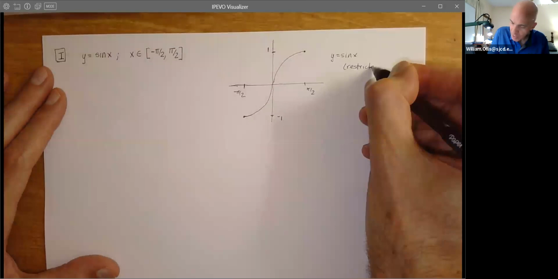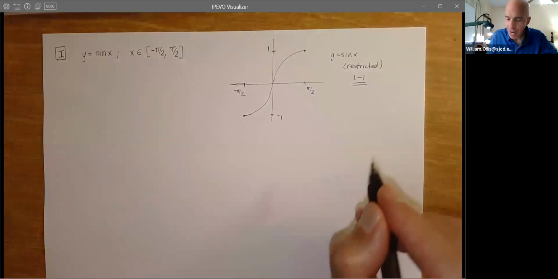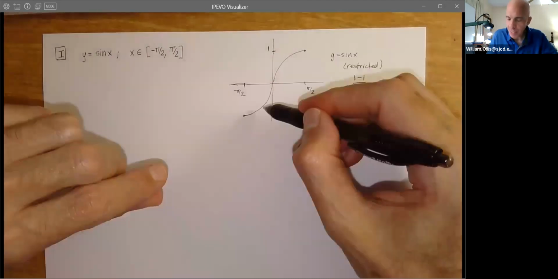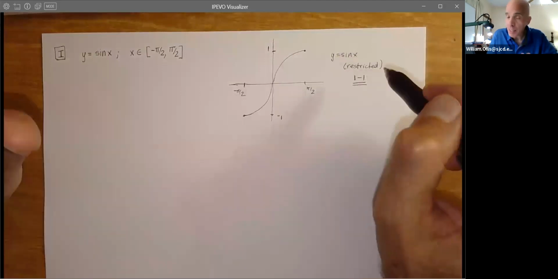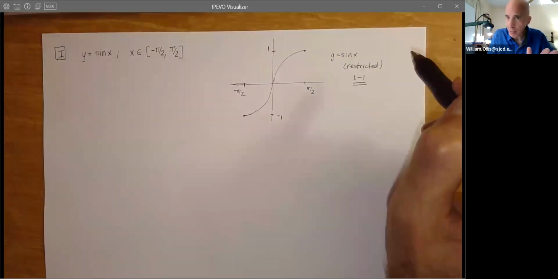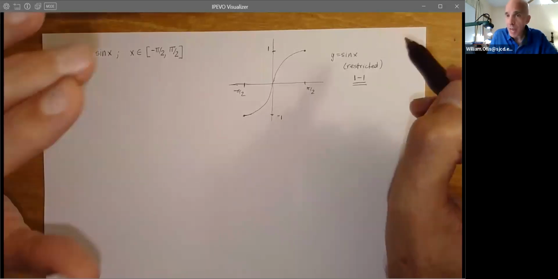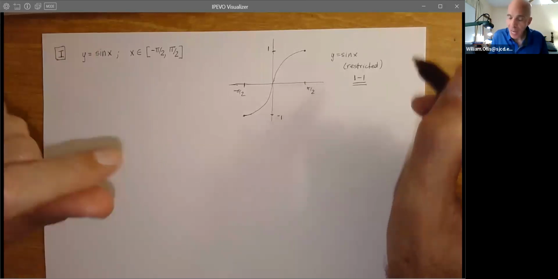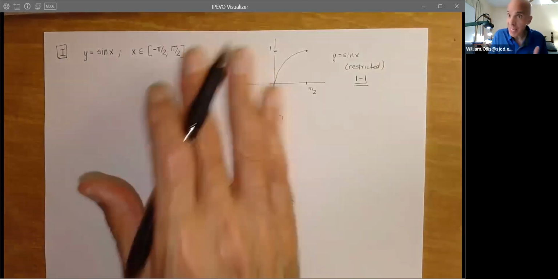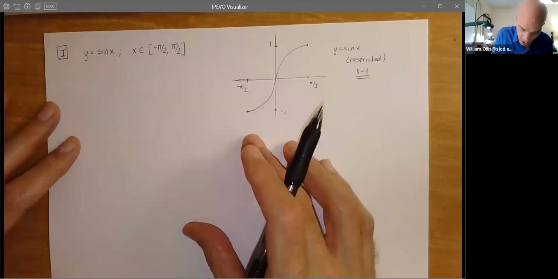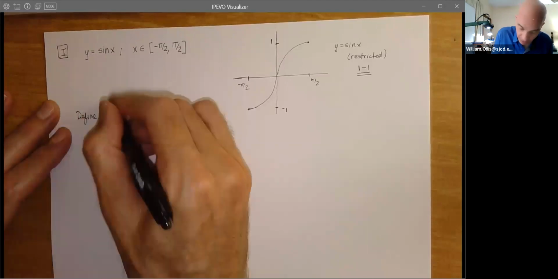And because it's restricted, it is 1-to-1. Now, of course, it takes the calculus to verify explicitly that this is truly an increasing function on this interval. And if it is increasing, then we know it's 1-to-1. It doesn't backtrack at all. So it is 1-to-1, if we at least assume the fact that we know the calculus will support this. And so now with this particular piece of the sine function, we define the inverse sine function.